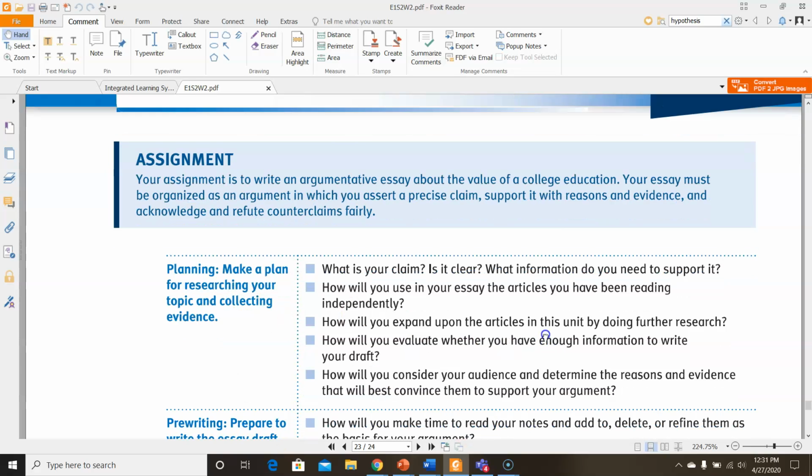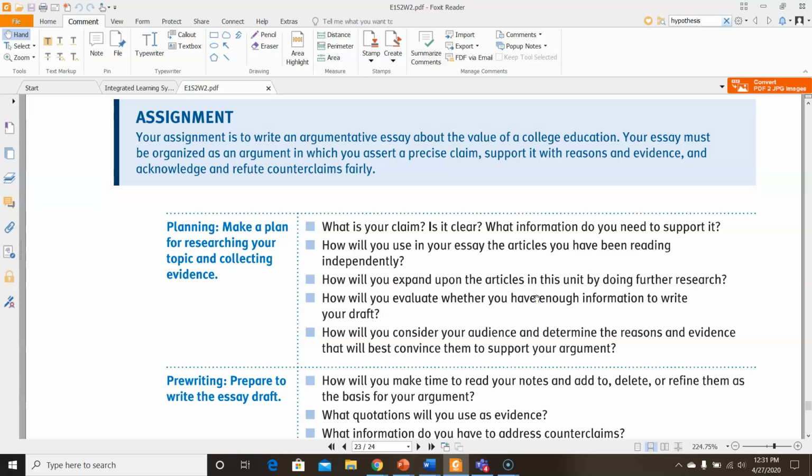So during the planning, here are some questions you should ask yourself. What is your claim? Is it clear? What evidence do you need to support it? Or what information do you need to support it? How will you use, in your essay, the articles you have been reading independently? So you're going to need to research a few articles independently to make sure you have some supplementary material to back up your claim. How will you expand upon the articles in this unit by doing further research? That goes along with what I just said.